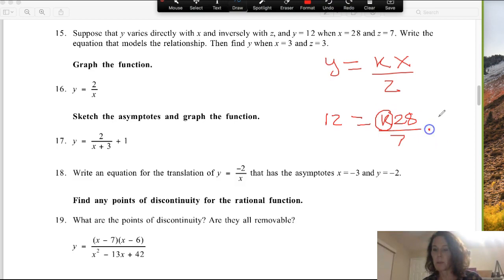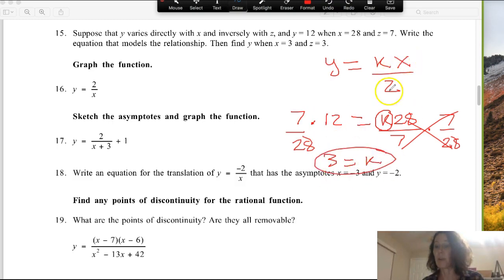So I'm going to multiply both sides by 7 over 28 to eliminate this. Multiply this side by 7 over 28. And if I do the math on that, I'm going to go 7 times 12 and divide that by 28. And that's going to give me 3. So my constant of variation here is 3. And it's a direct and an inverse, so it's a joint variation. So Y is going to equal 3 times X over Z. There I have my function.